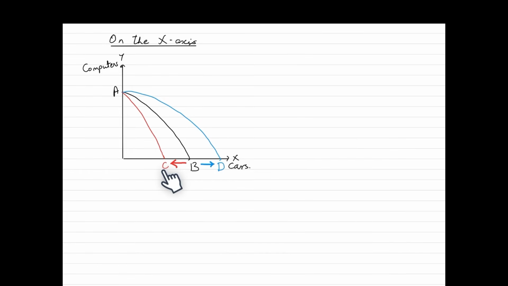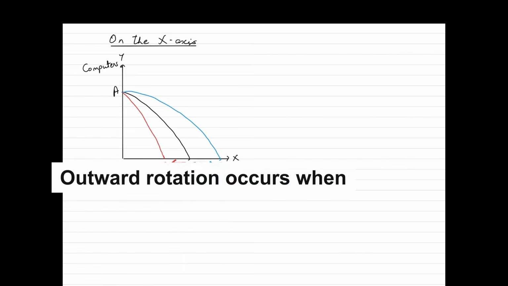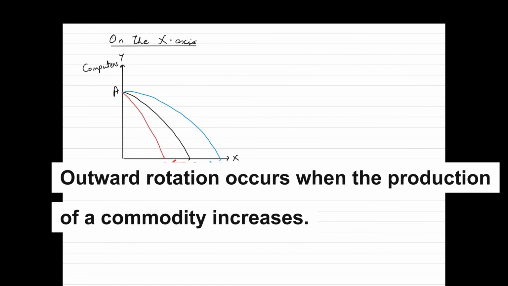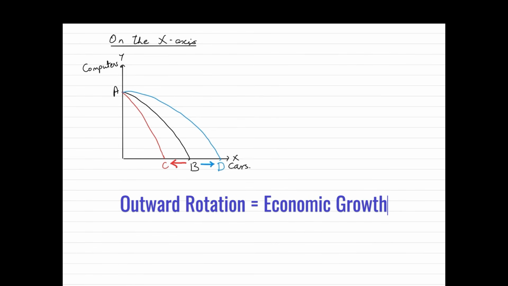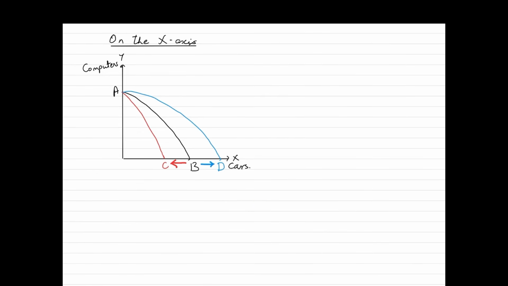Now, when we talk about an outward rotation, it would mean that the production of this commodity on the x-axis, which is cars, has increased. It also would mean that the economy now can produce more even if the quantity of resources is the same, right? An outward rotation of the PPC is generally a sign of economic growth. It would mean that the economy is becoming more productive and is being able to produce more goods and services. Now, this could also mean that there would be an improvement in the standards of living for the people in the country. What could cause this?